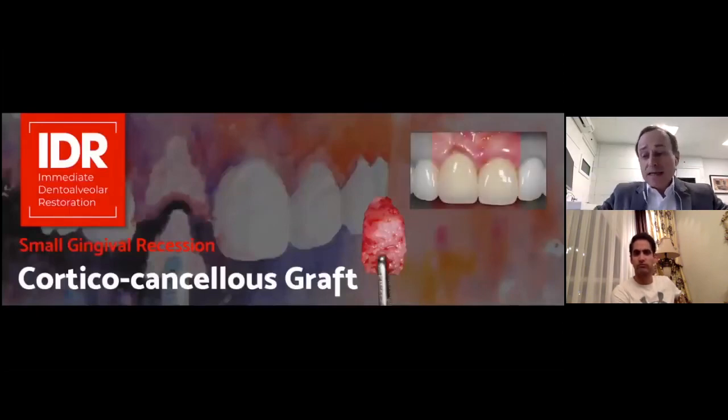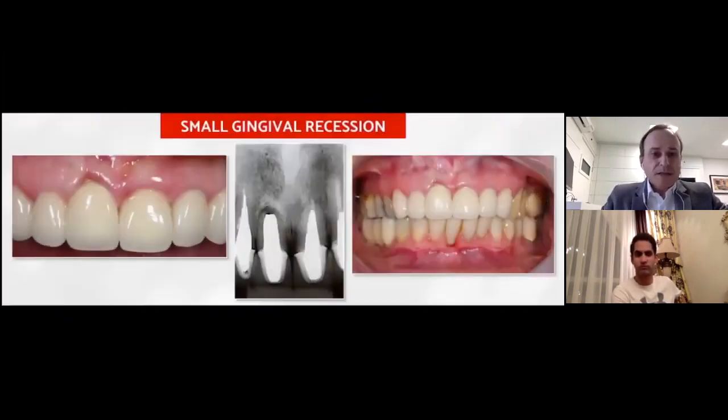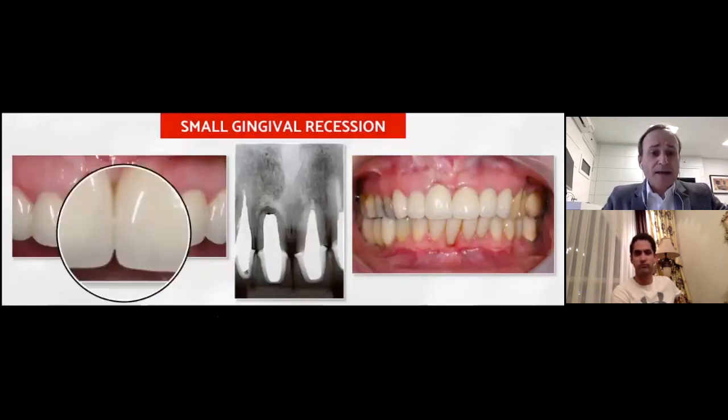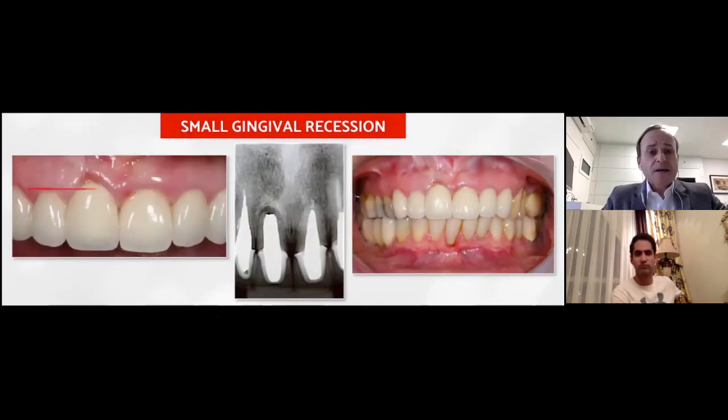Let's increase the degree of difficulty. How about a case that presents a small gingival recession using cortical cancellous graft? Let's follow this case. Here, we have two hopeless teeth, the right and the left central incisor. But on the right side, we have a gingival recession around 1.5 millimeters in height.